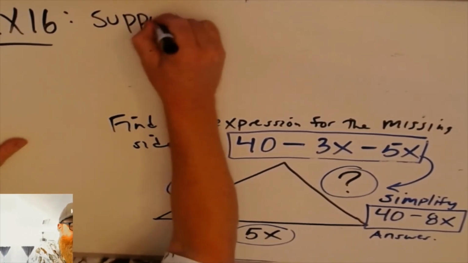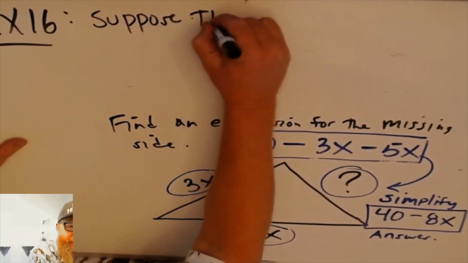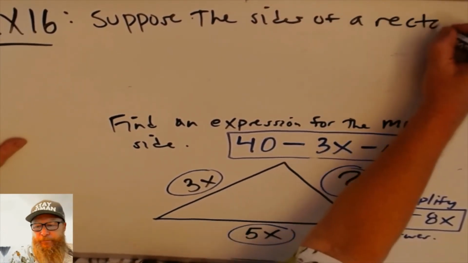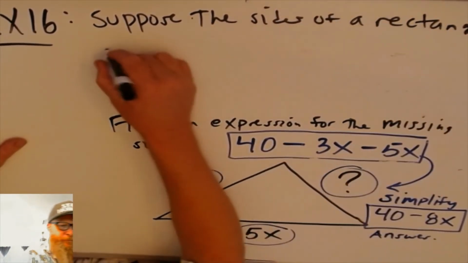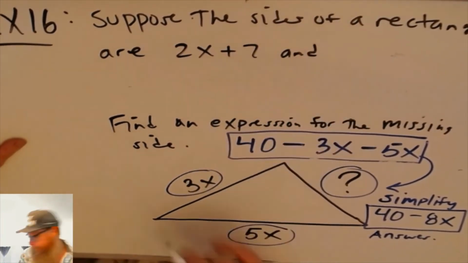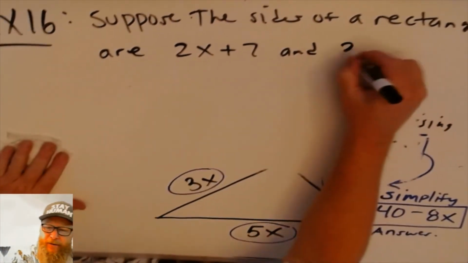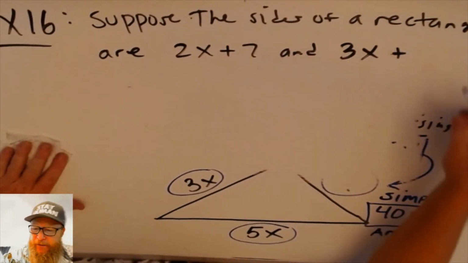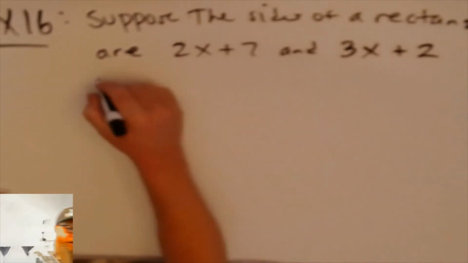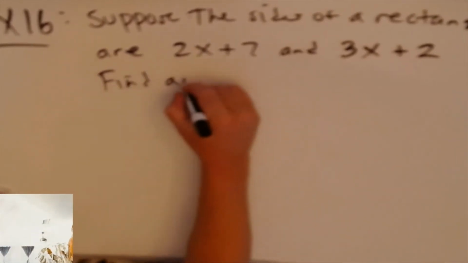Suppose the sides of a rectangle are 2x plus 7 and 3x plus 2. Find an expression for the perimeter.